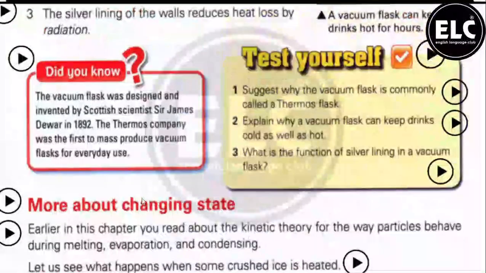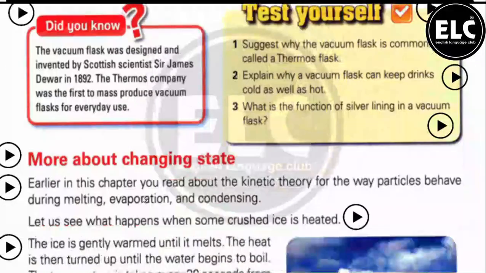Did you know? The vacuum flask was designed and invented by Scottish scientist Sir James Dewar in 1892. The Thermos Company was the first to mass-produce vacuum flasks for everyday use.